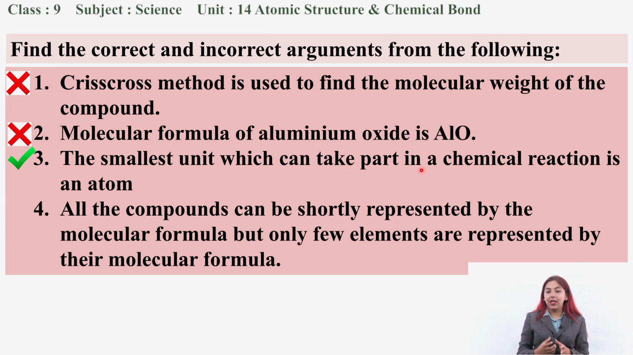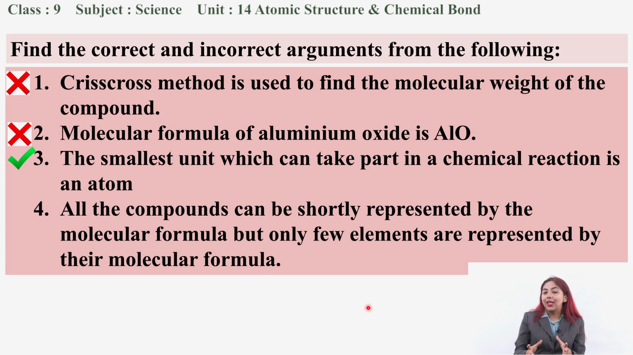Now let us see if argument 4 is correct or not. All the compounds can be shortly represented by the molecular formula, but only few elements are represented by their molecular formula. This is quite confusing, but can you guess if this is right or wrong? It is correct. Here it says all the compounds can be shortly represented, that is a representation of a compound, that is a molecular formula. So all the compounds can be represented by a molecular formula, but only few elements are represented by molecular formula.